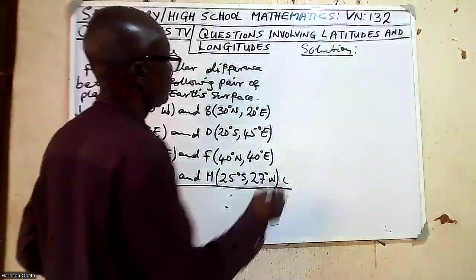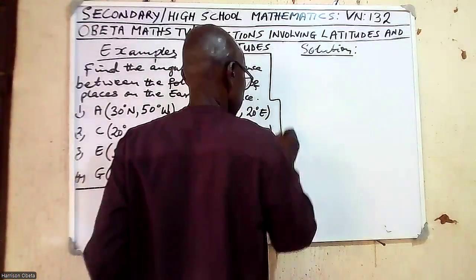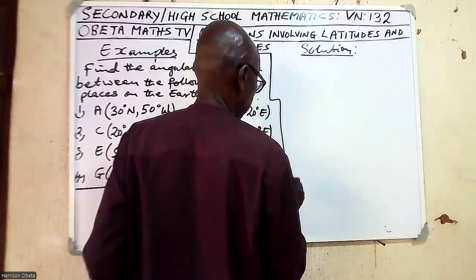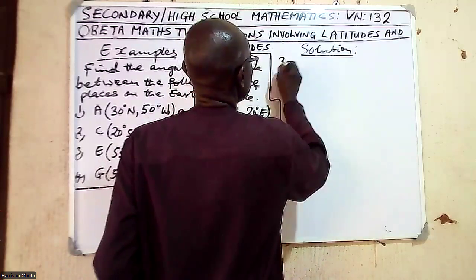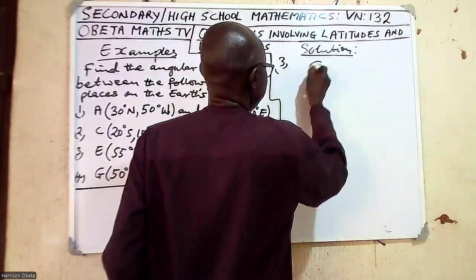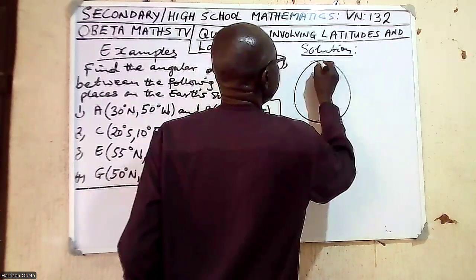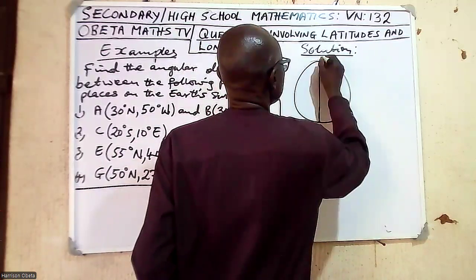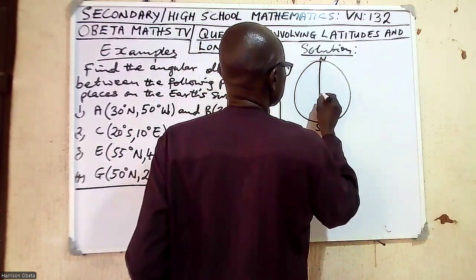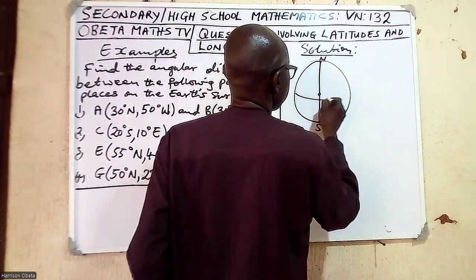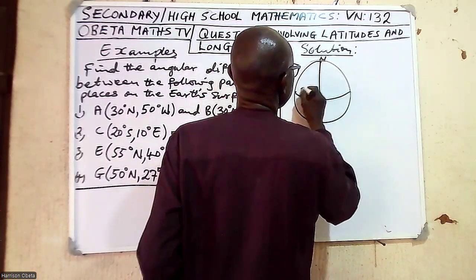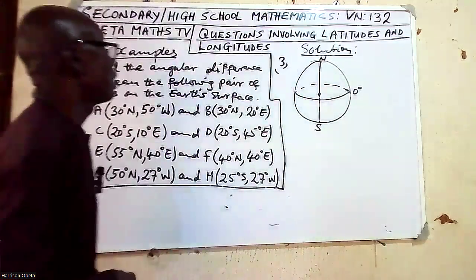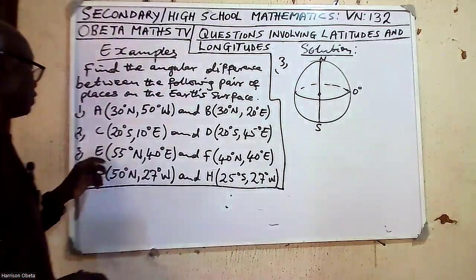So again, number 3 now. We have to draw it in. And then you have your north and south pole, the equator. Okay. So we're now trying number 3.